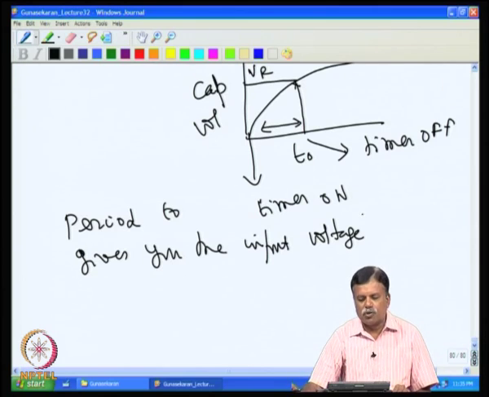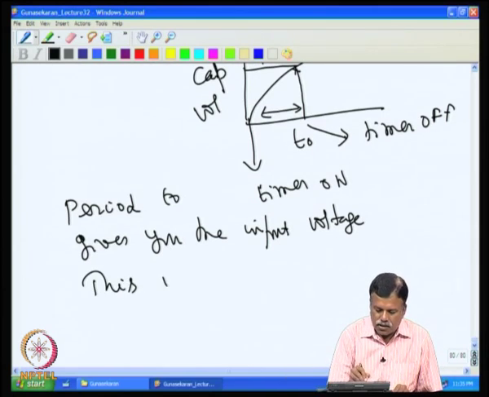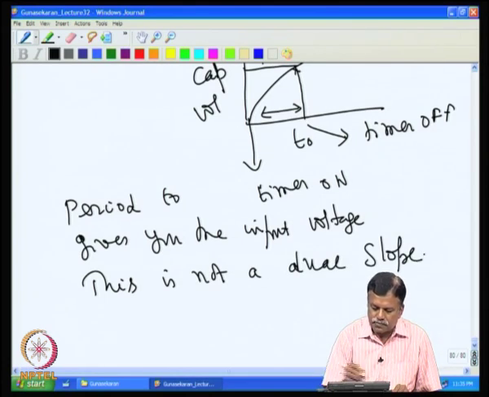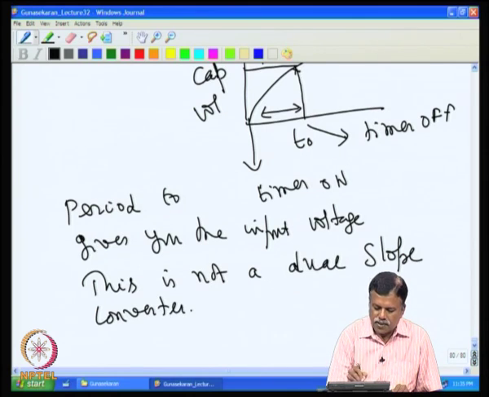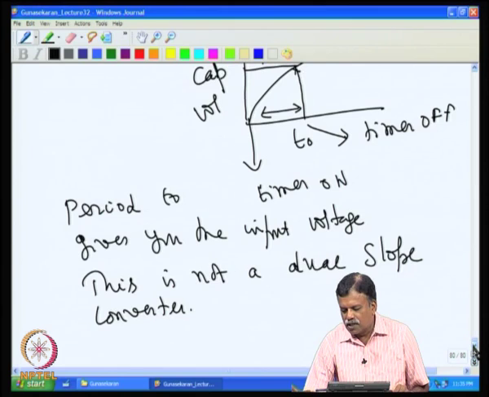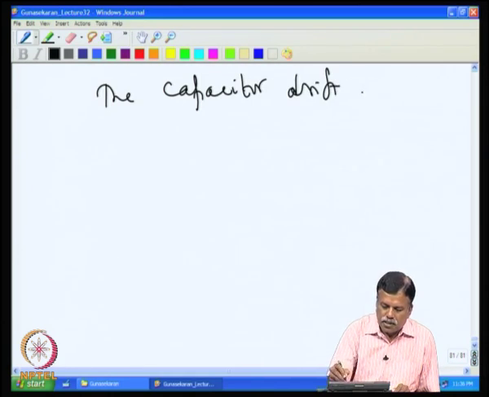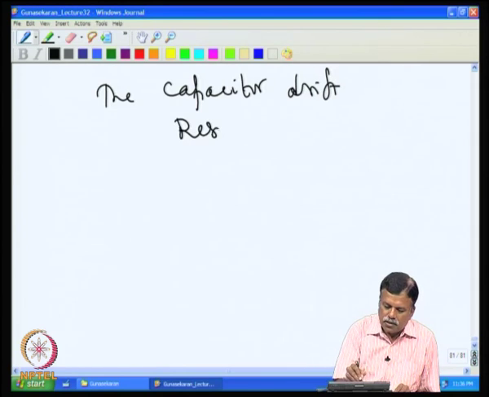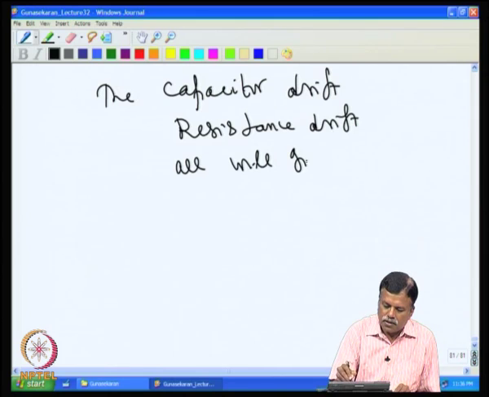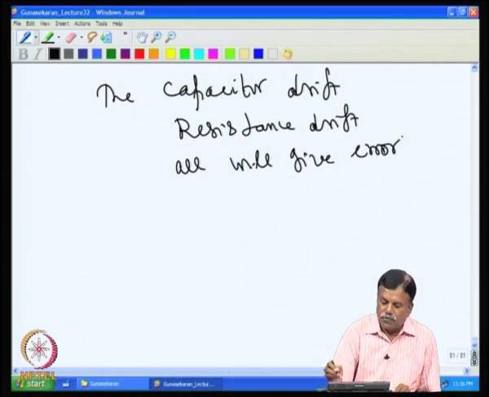But this is not a dual slope converter. The capacitor drift, resistance drift, all will give error.